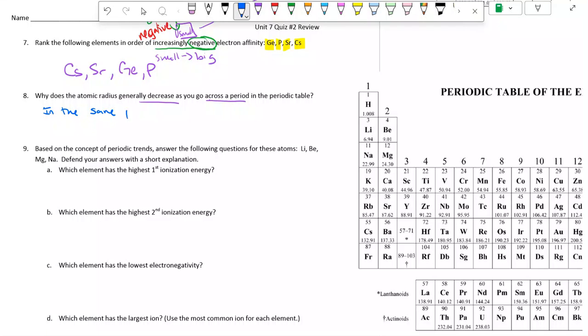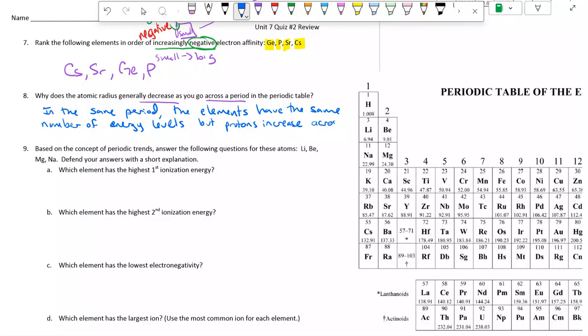In the same period, the elements have the same number of energy levels, but protons increase across from left to right, and the protons attract the electrons better, pulling in the valence. Okay, they drag that last layer in better the more protons you have.